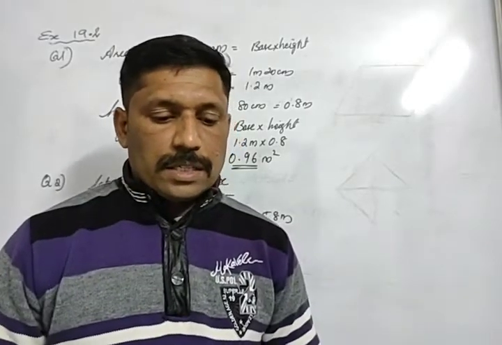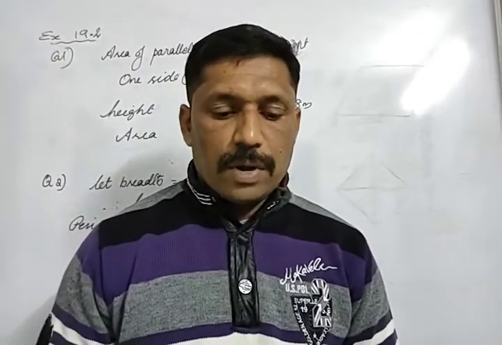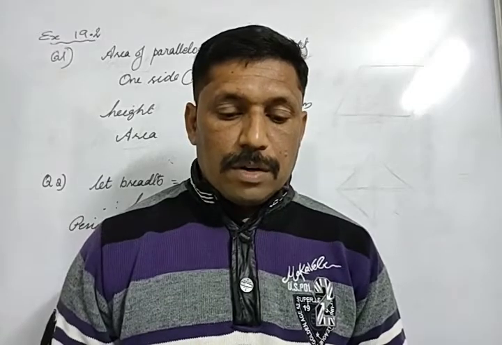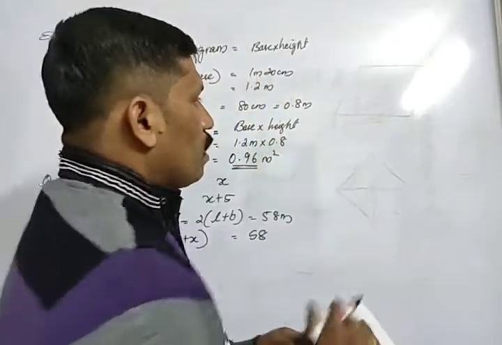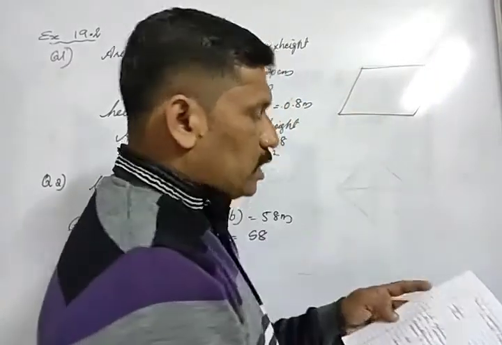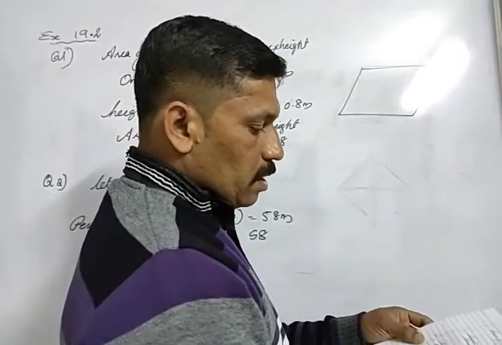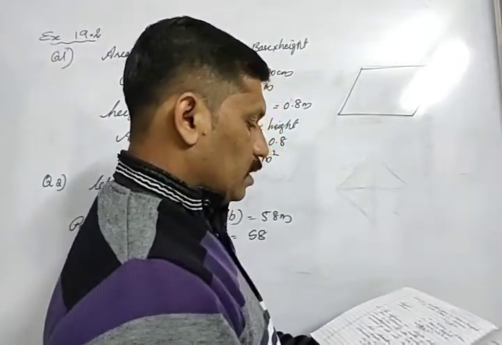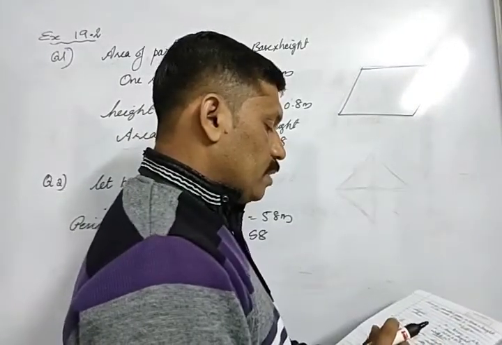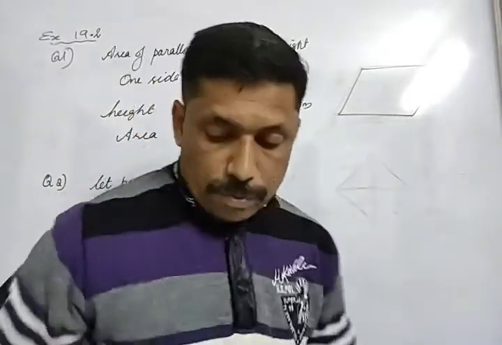Next is the second question. The difference in the length between two adjacent sides of a parallelogram is 5 centimeter. For one parallelogram, its adjacent sides, adjacent side means base and height, the difference of the adjacent sides is 5 centimeter. And the perimeter, total 4 side length, is 58 centimeter. Find the measure of its sides. We have to find the measure of its sides.